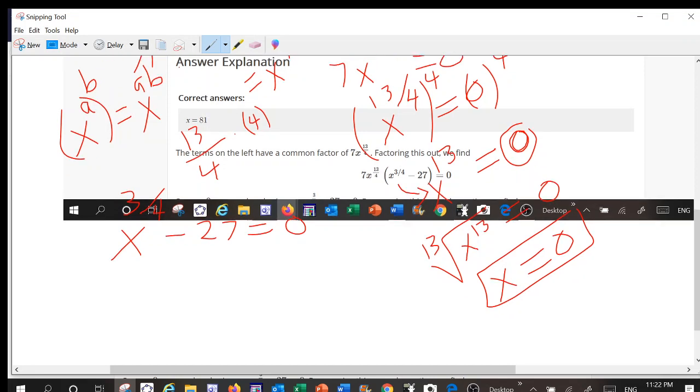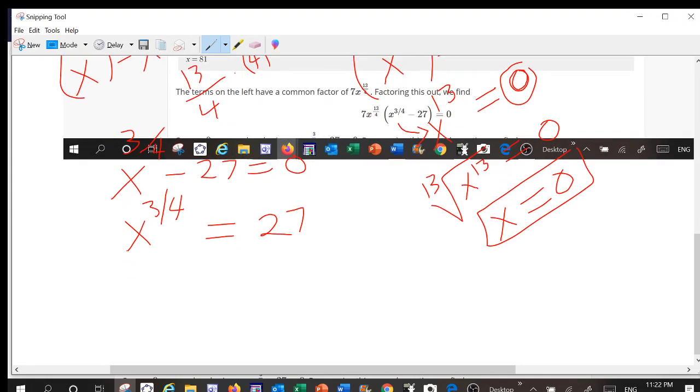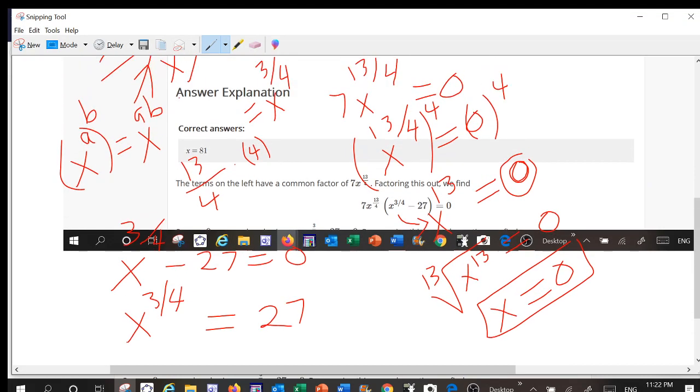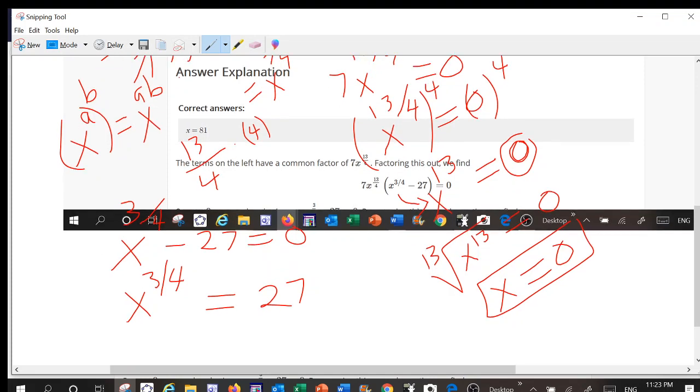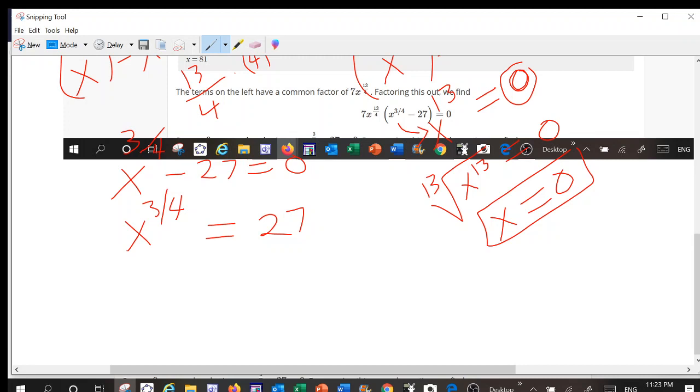Well, that would be x to 3/4 equals 27. Now, to first get rid of this 4, again, we have to raise both sides to the 4th power, just like we did before. So if you take this and raise it to the 4th power, we get x to the 3rd equals 27 to the 4th power, right?